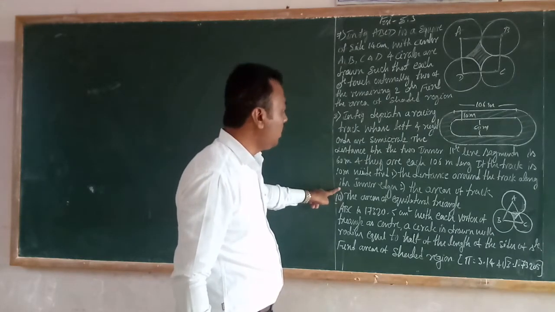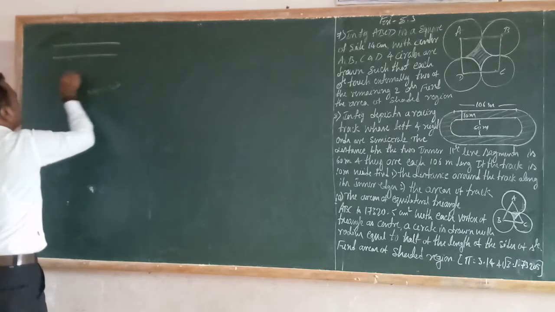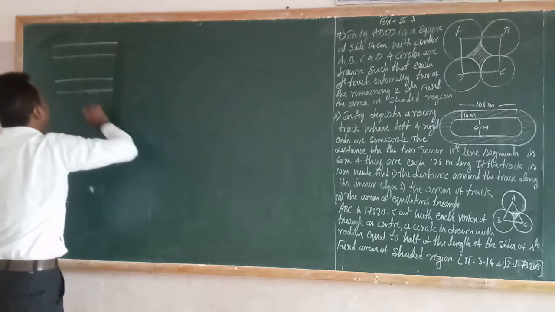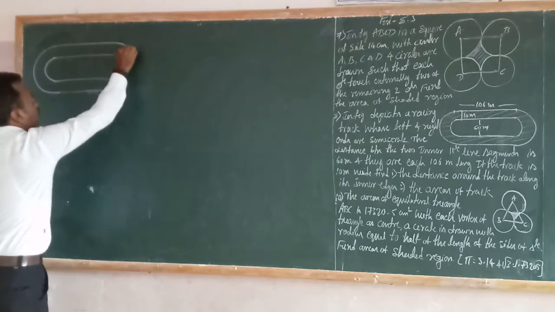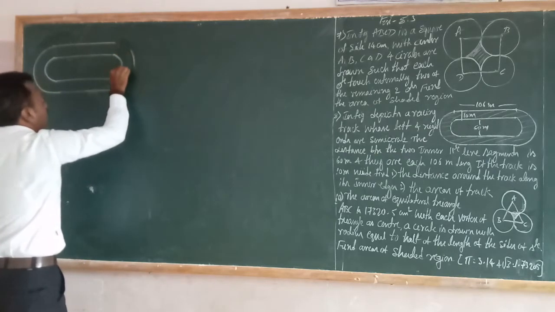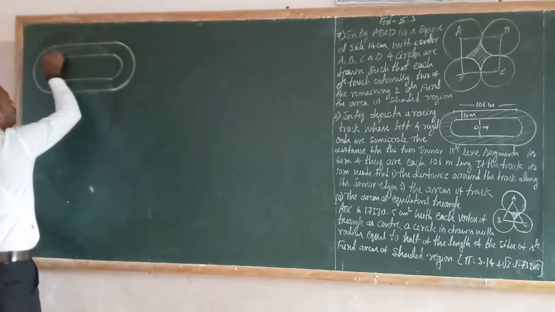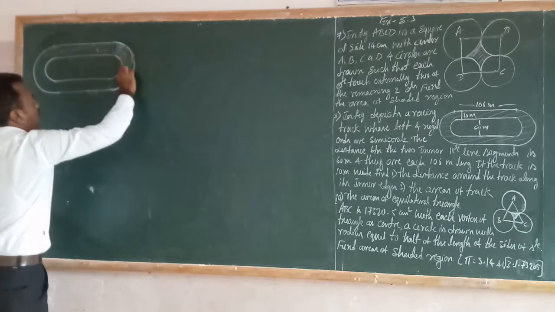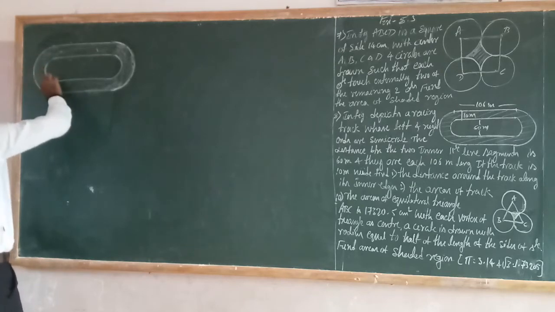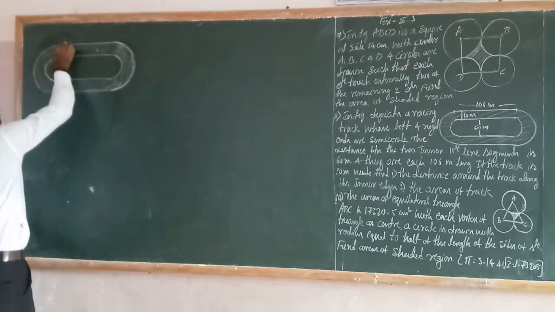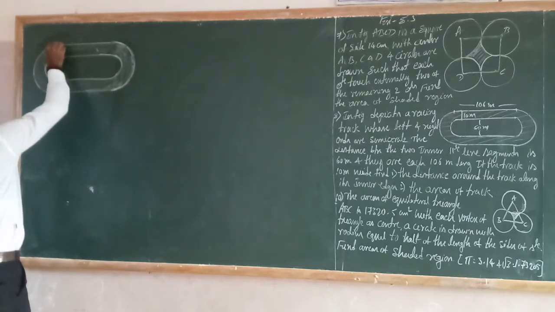So two parts we have to calculate. First I will draw the diagram. This is the shaded region, this is the track. This track area we have to calculate, and also we have to calculate the distance of the inner edges of the track. This is the inner edge, this is the outer edge. This inner edge's length we have to calculate. First we have to divide the track.